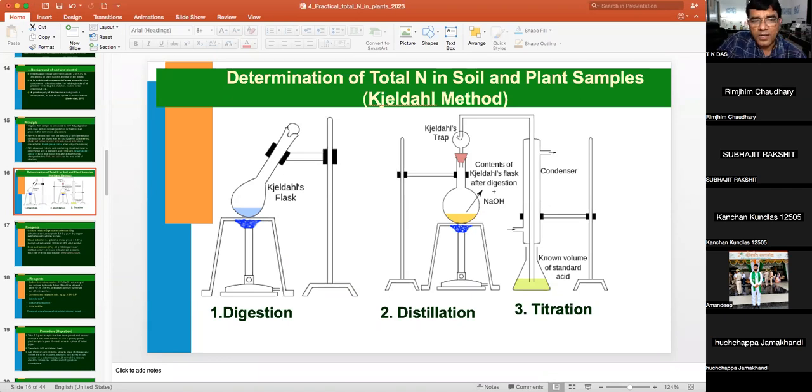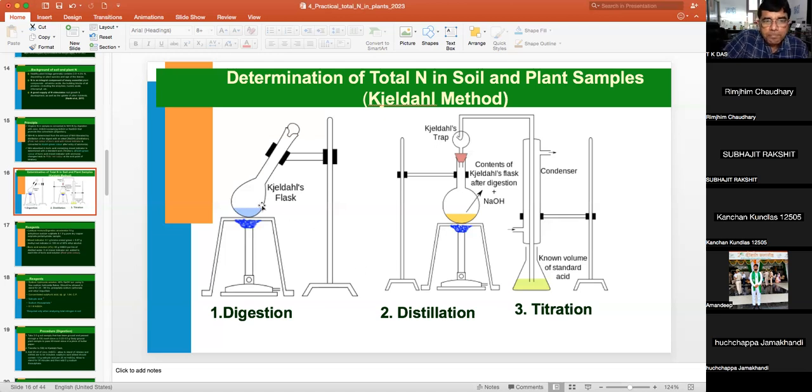Now the digestion is complete, and to know that it has been completely digested, the contents in the Kjeldahl flask should be very clear. There should not be any suspended particles, and it is very light blue in color because of the addition of copper sulfate. Therefore, this liquid looks light bluish in color.